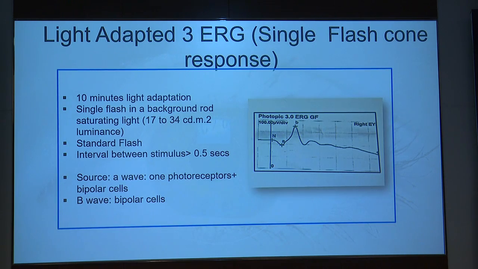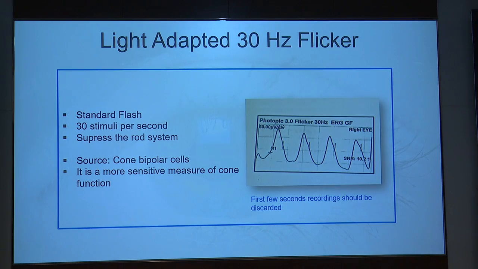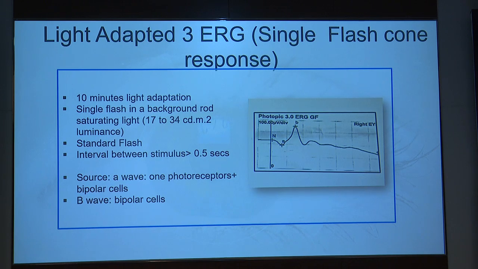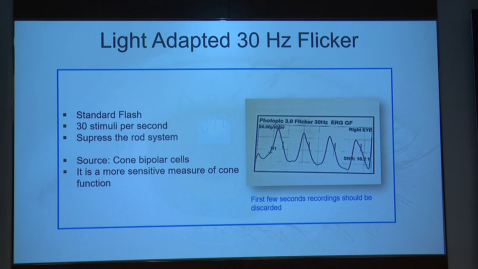Now the patient is adapted to the light, and then you give the stimulation. Let's say the patient is light adapted for more than 10 minutes, then a single flash is given from 17 to 34 candela. There is a standard flash, and the interval between these stimuli should be more than 0.5 seconds. The source of the wave is the A wave plus part of the bipolar cells, and the B wave is basically from bipolar cells. Then there is a flickering of the lights.